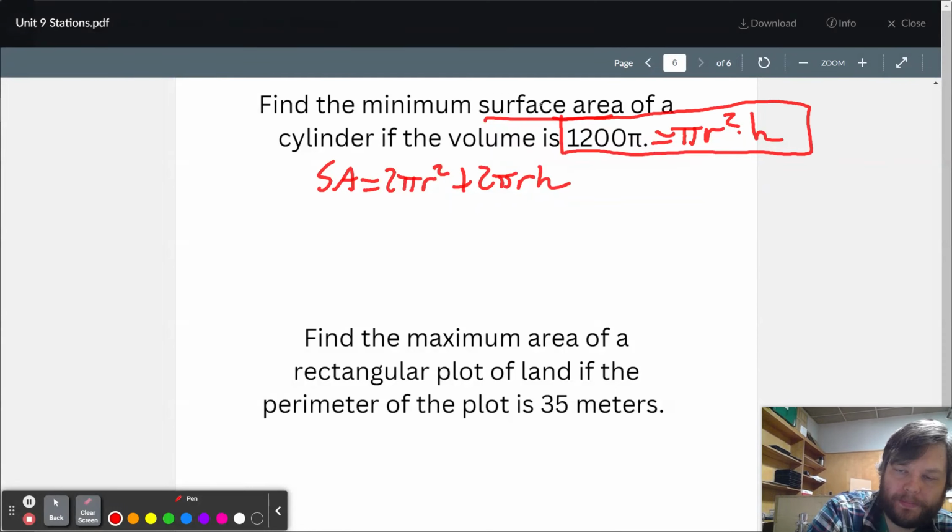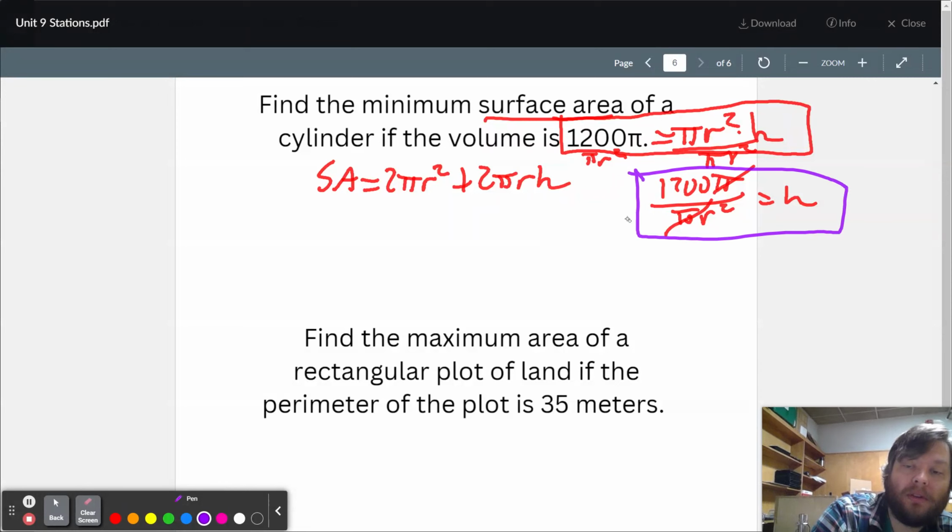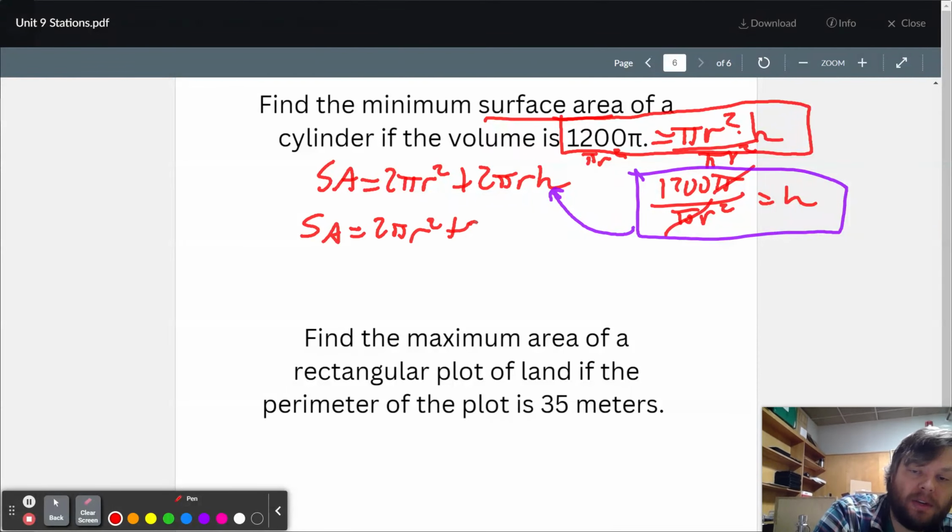I'm going to solve. If you divide both sides by pi r squared, I can solve for the letter h. So 1200 pi over pi r squared is h. You can cancel out your pi's. You don't have to, but you can. I'm going to grab this and substitute it for the letter h right there. When you do that substitution, you get that the surface area is 2 pi r squared plus 2 pi r times h.